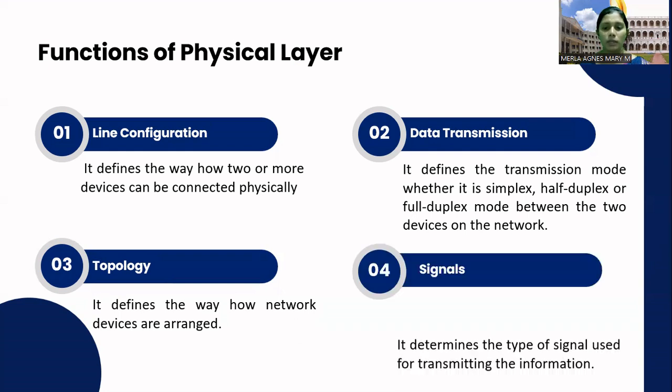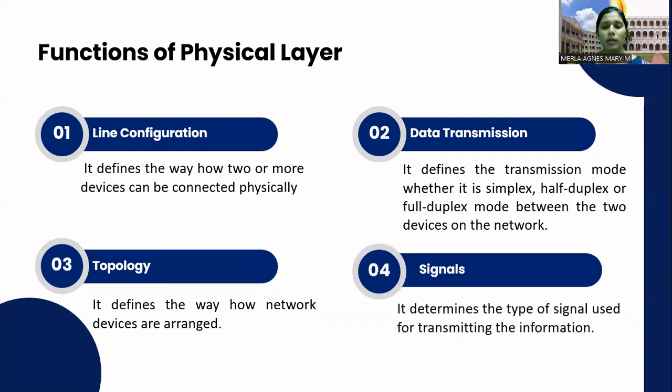And the fourth is signals. Signals are important for transmitting the information from one system to another system.